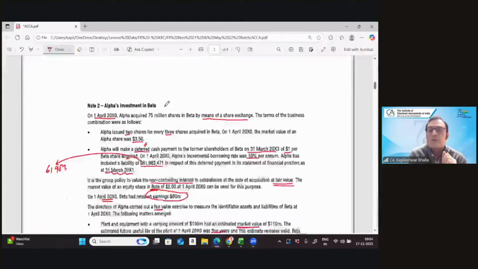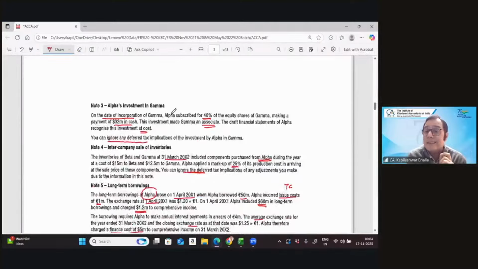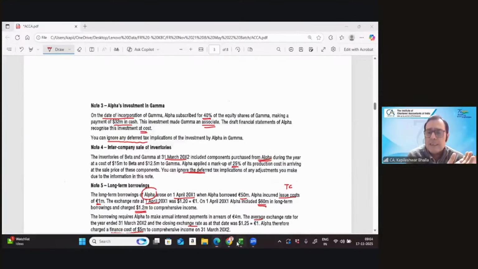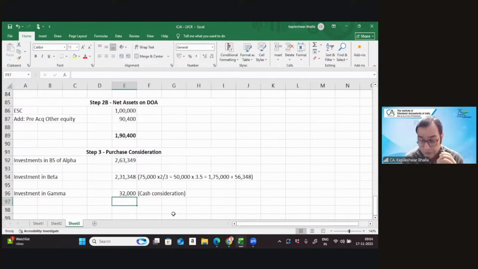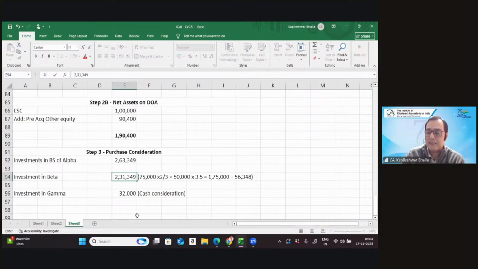Great. Now let's go to note number 3 and also look at the investment in the associate, where it is given that he has paid 32 million in cash. So the entire consideration is paid in cash. Now let's see if there is any balancing figure in this case. If you take the sum total of this, it is 263,348, just a 1 rupee difference, and that could be due to rounding off. So instead we make this 231,349 approximately to get the result.